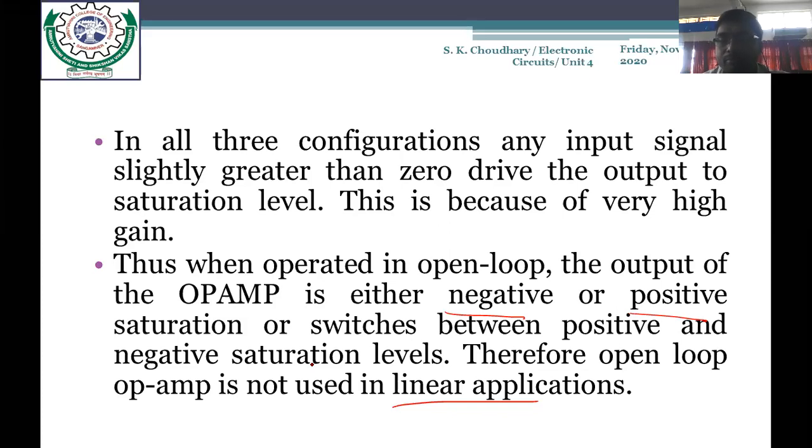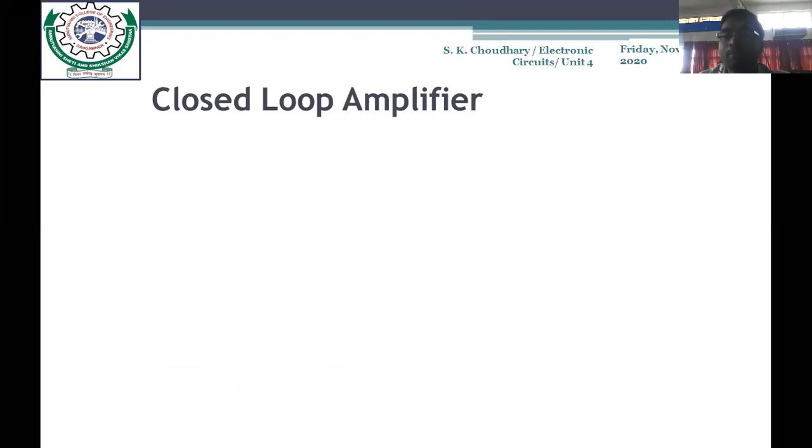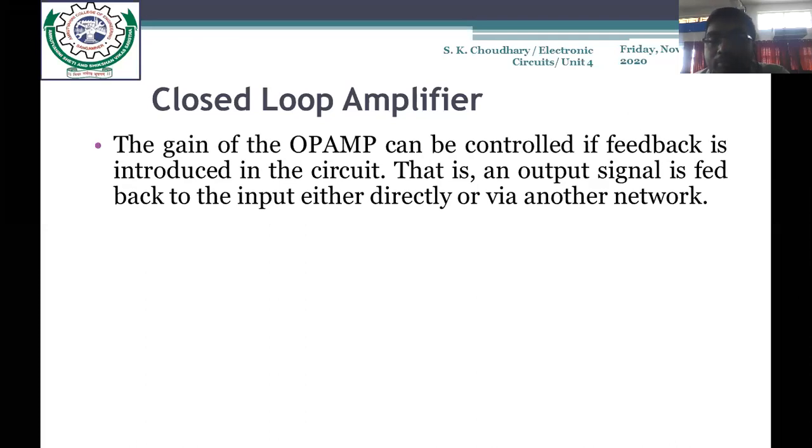Okay. So this is all about the open loop configuration. Now we have to discuss closed loop configurations. So we will see what we mean by closed loop amplifiers or closed loop configurations. The gain of an op-amp can be controlled if feedback is introduced in the circuit. That is, the output is fed back to the input either directly or via some network.